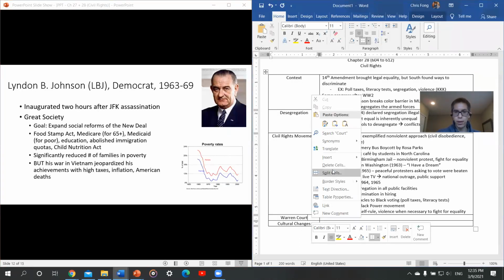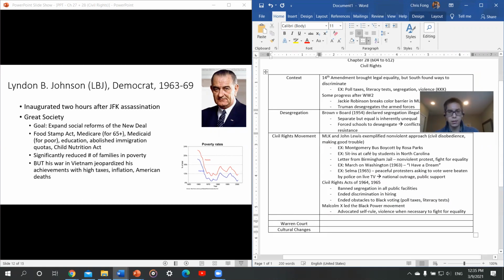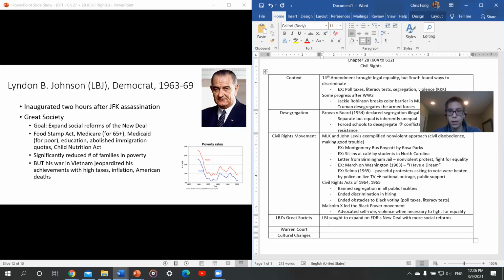So I'm actually gonna add a box here for the Great Society, LBJ's Great Society. And LBJ sought to expand on FDR's New Deal with more social reforms. Again, I think his most notable ones is Medicare and Medicaid. And he cut poverty in half, which is a monumental achievement.